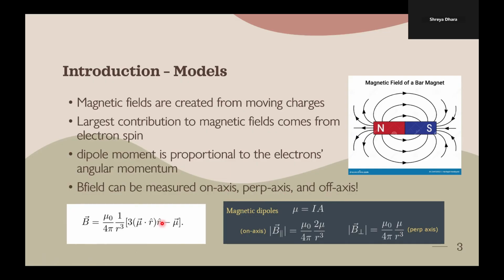And we have three different formulas for that. So off axis is represented by this one, on axis is right here, and then perp axis is right here. So you can see they're all slightly different. And then this is what the magnetic field of a bar magnet would look like. It goes from the north to the south pole.